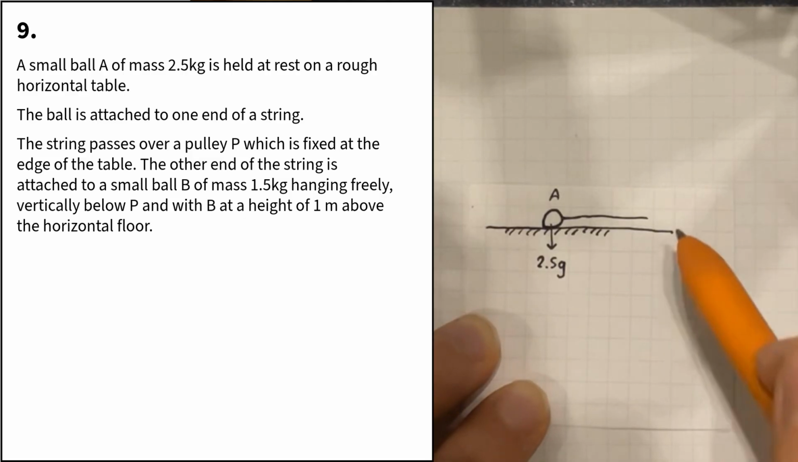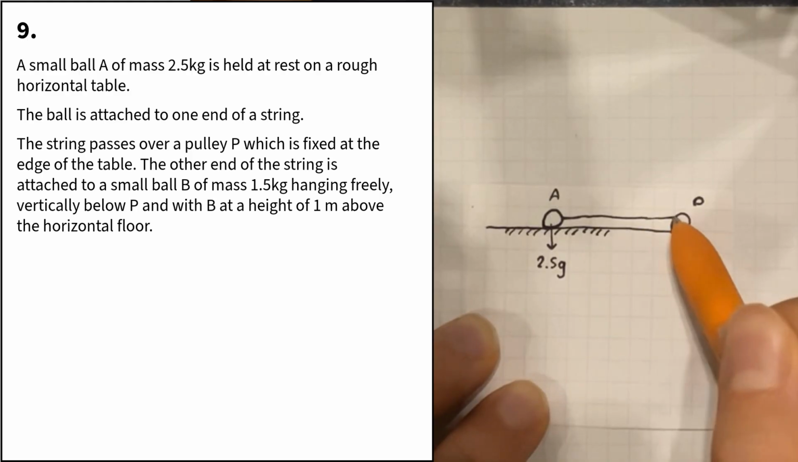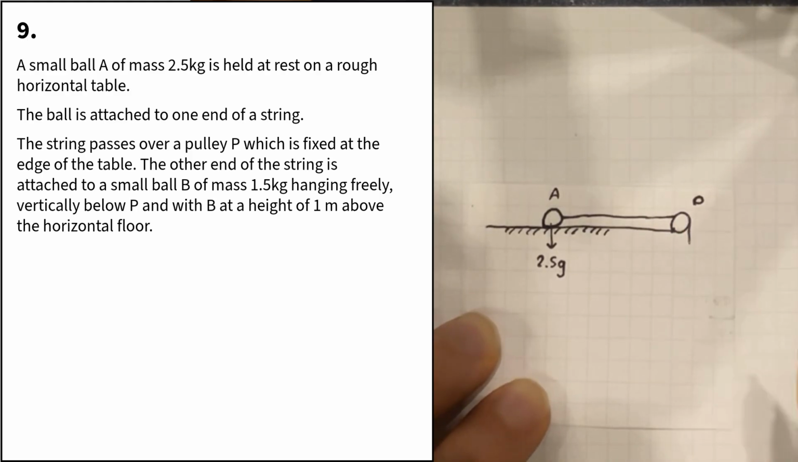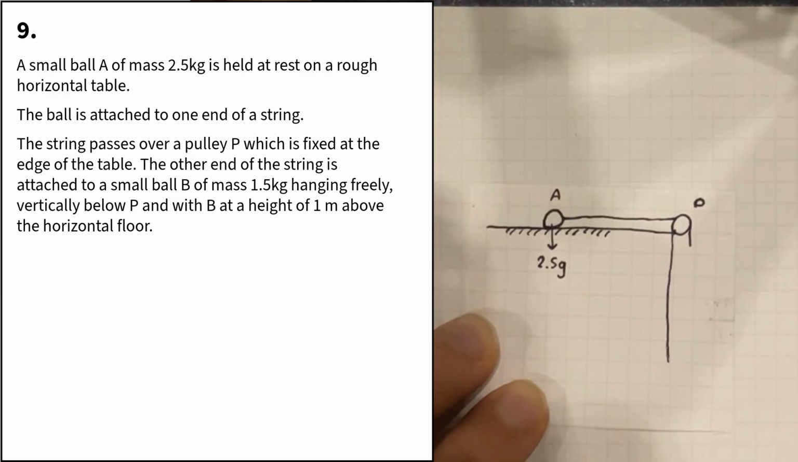Bit of a long paragraph. It passes over a pulley, so I'm going to draw a pulley. That's the other end. It passes over that, and it's attached to another ball, a small ball B, that's hanging down freely below the pulley. So I'm going to continue that string down and draw B below.